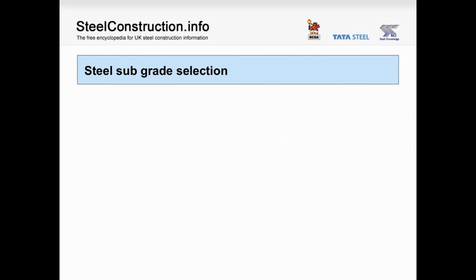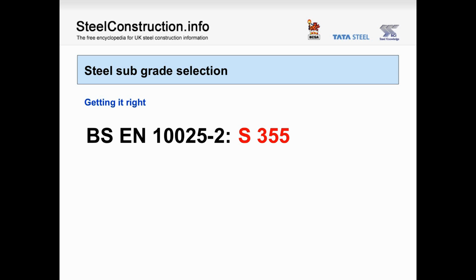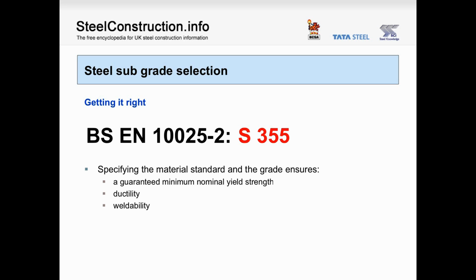In the final part of this presentation, we're going to take a look at steel subgrade selection. But let's just remind ourselves of what we're looking for in terms of specification and what we need to do to get it right. As engineers, we think in terms of stress grade, S355. It's understandable because this is our baseline currency that we can use to compute member capacities. If we're on the ball and we prefix this with the relevant standard, then we've got ductility and weldability covered, as well as testing requirements. But what happens if we miss this last bit, the steel subgrade? What are the implications of not properly specifying the steel quality?